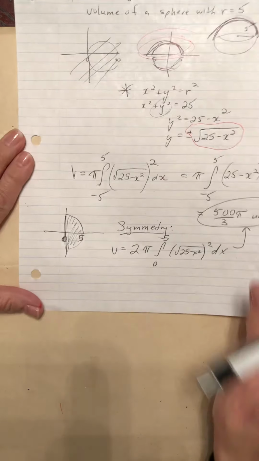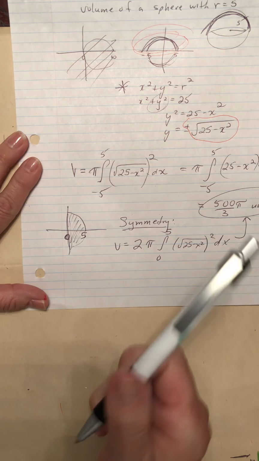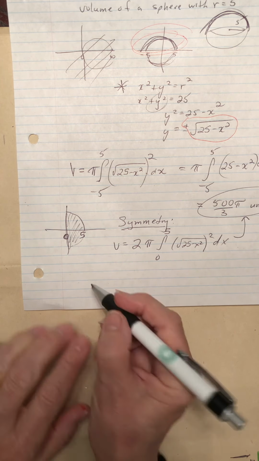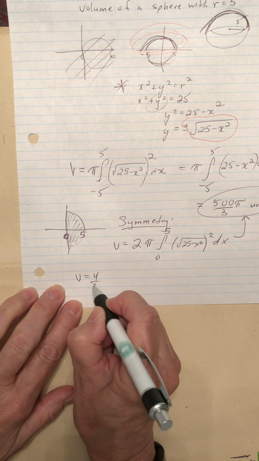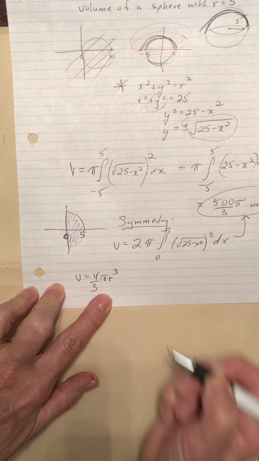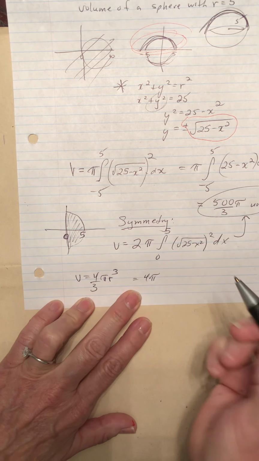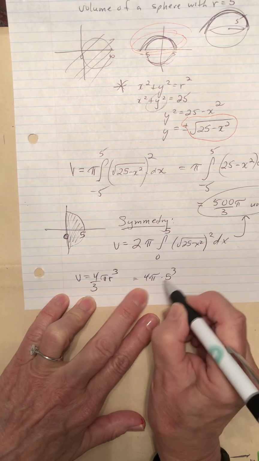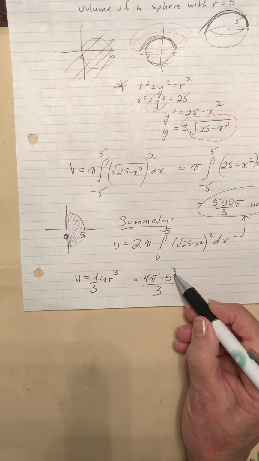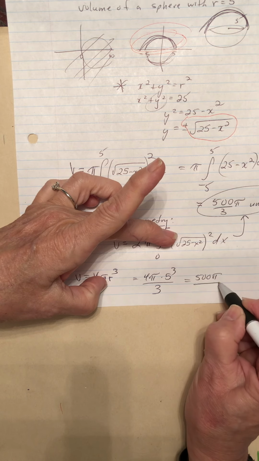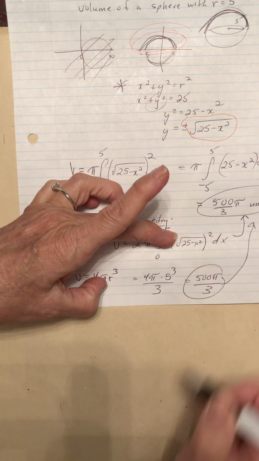And last of all, if you can remember the formula for volume of a sphere from Math 10, you could have just done it that way. So volume of a sphere is 4/3 pi r cubed. That's geometry. So if I fill in my values there, I will have this. 5 cubed is 125 times 4 is 500 pi over 3 cubic units.